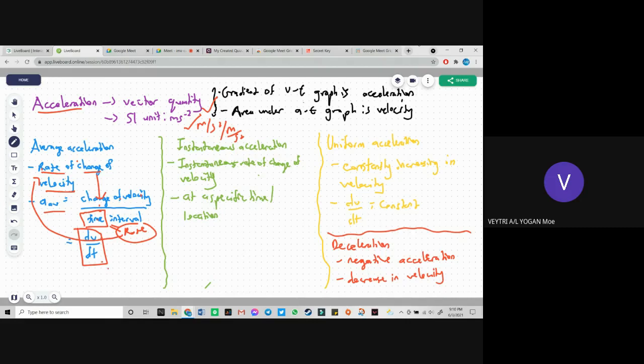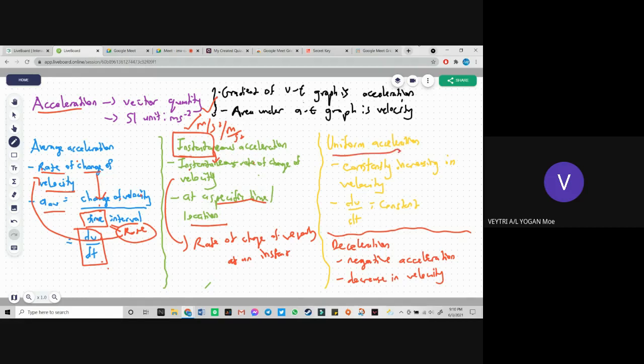Okay? Now, instantaneous acceleration. Instant, at an instant, meaning at a specific location or time. So, what is the definition? You can just change it to instantaneous rate of change of velocity. Or if you don't want, rate of change of velocity at an instant. Okay? You can use either one of the definitions. Now, as usual, at a specific time or location. Why? Instant.